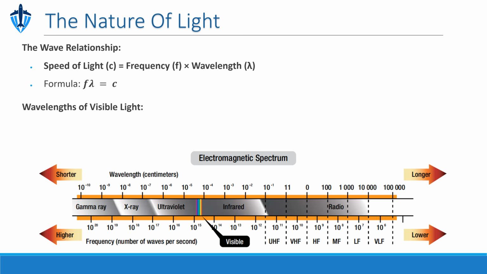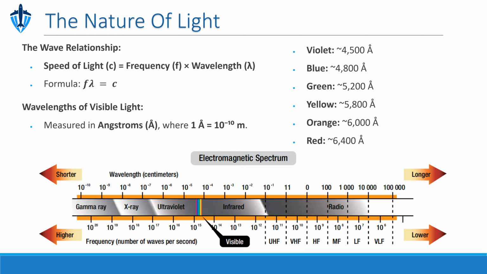Speaking of color and wavelength, the different colors we see are defined by their specific wavelengths. In optics, we often use a very small unit called the angstrom to measure these. Here are the approximate wavelengths for the main colors of the visible spectrum, from violet with the shortest wavelength to red with the longest. As detailed in the figure, violet light has a wavelength around 4,500 angstroms, and red is about 6,400 angstroms. This range is what constitutes the visible light we will be focusing on in aircraft systems.